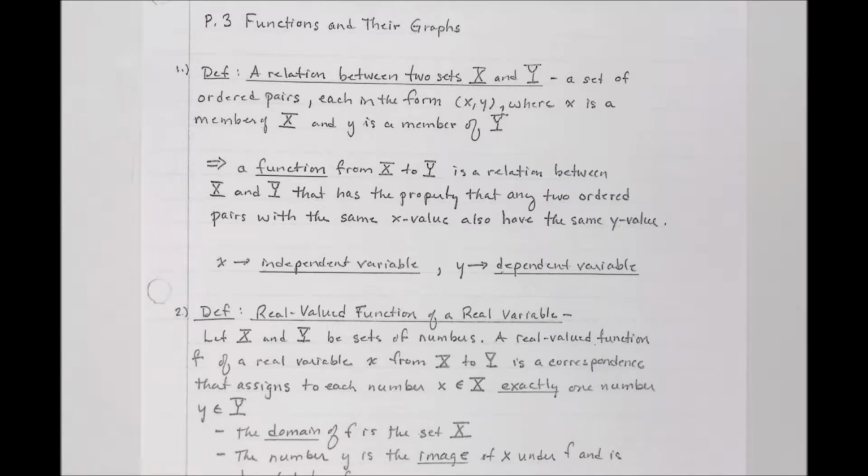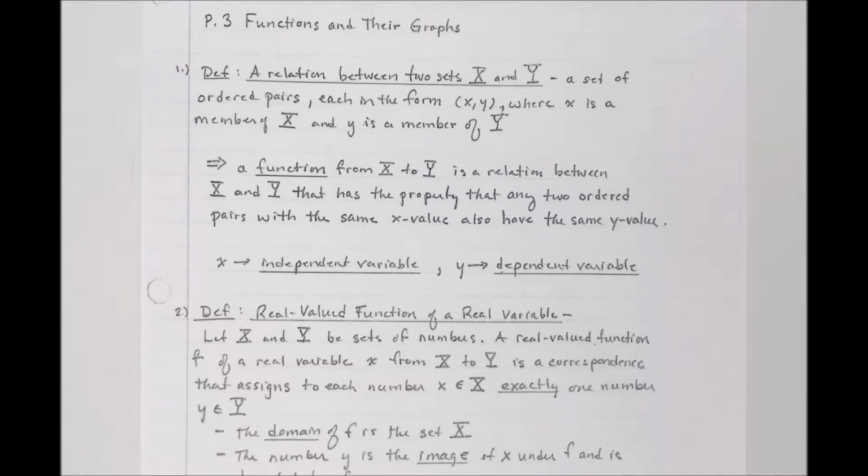That means that any two ordered pairs that have the same x value also have the same y value, which is a nice way of saying that you can't have the same x for more than one y. It has to have a unique y value. X is typically what we refer to as the independent variable, and y is the dependent variable.